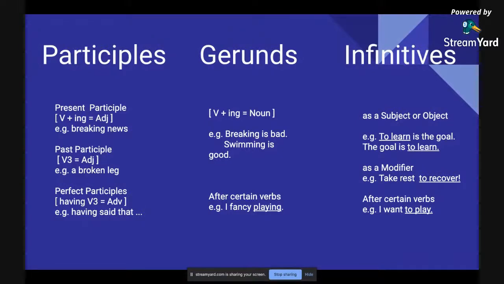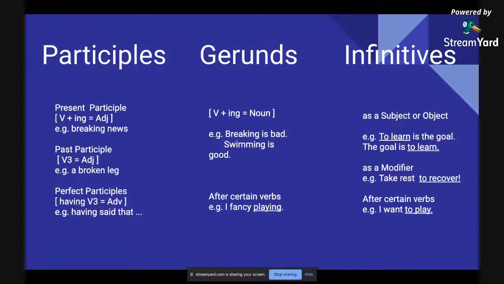Perfect participle usually means a verb in a sentence. It's kind of a combination between present and past participles together. Having verb 3, having done something. There's a phrase, having said that. It's an adverb in a sentence. Basically, it serves as a modifier.